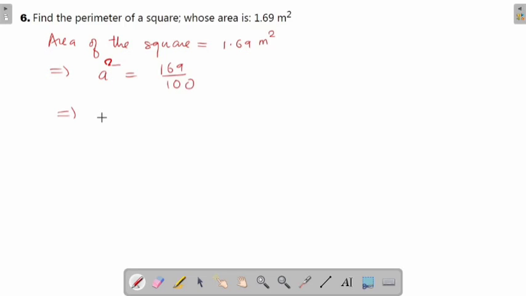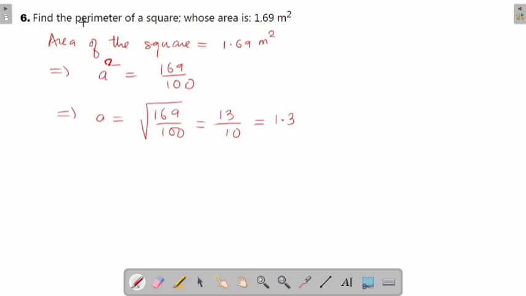So from here, a will be the square root of 169 by 100. So square root of 169 is 13 and square root of 100 is 10. So it turns out to be 1.3. So the value of a turns out to be 1.3.